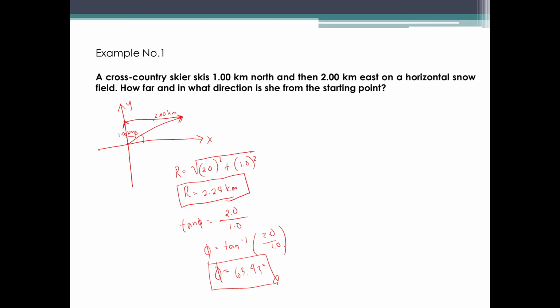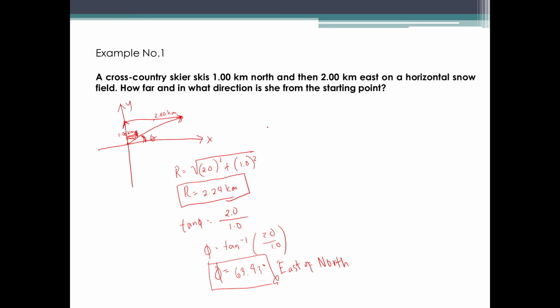So, phi, you bring this phi. So, phi is 63.43 degrees, that is east of north. As you can see, it is east of north, class. Again, what is it? East of north.